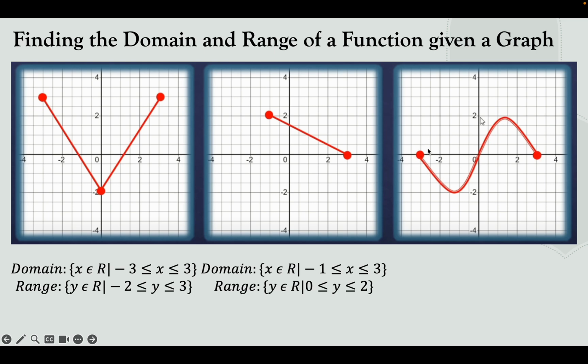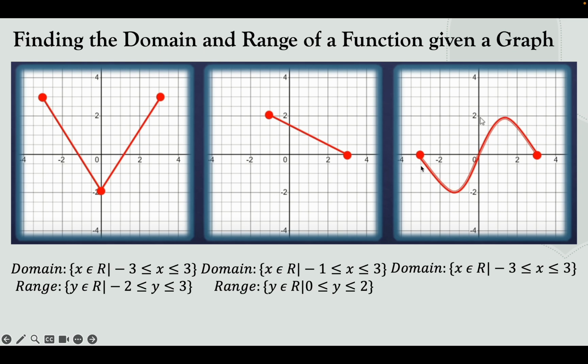Next example we have here, you look at the graph. So we have from the left, our x is at negative 3, and our x to the right is at positive 3. So that means the set of all elements of real numbers such that negative 3 is less than or equal to x, less than or equal to 3.